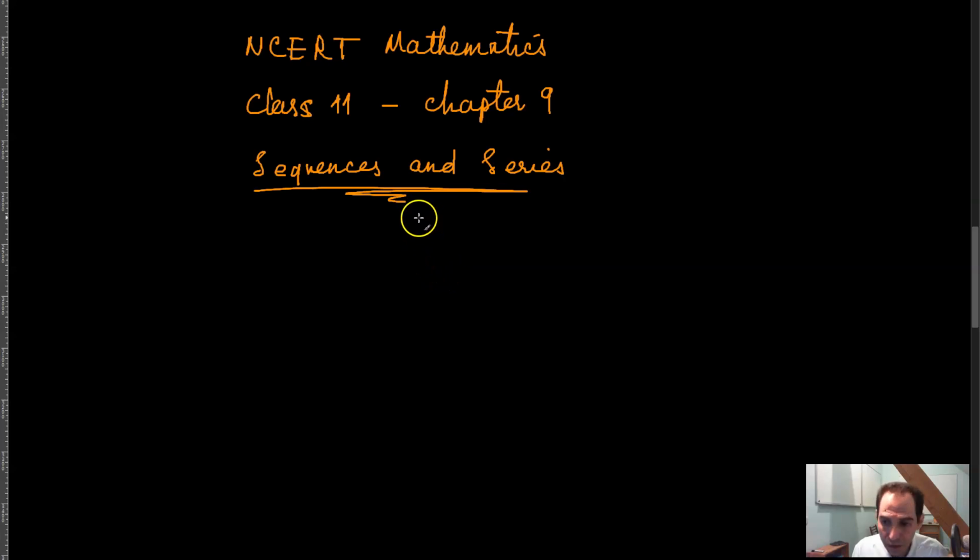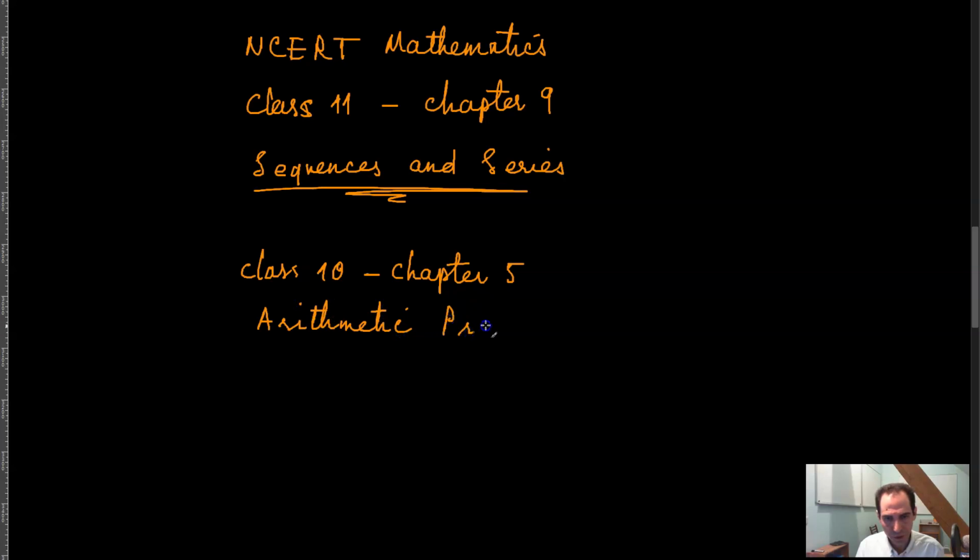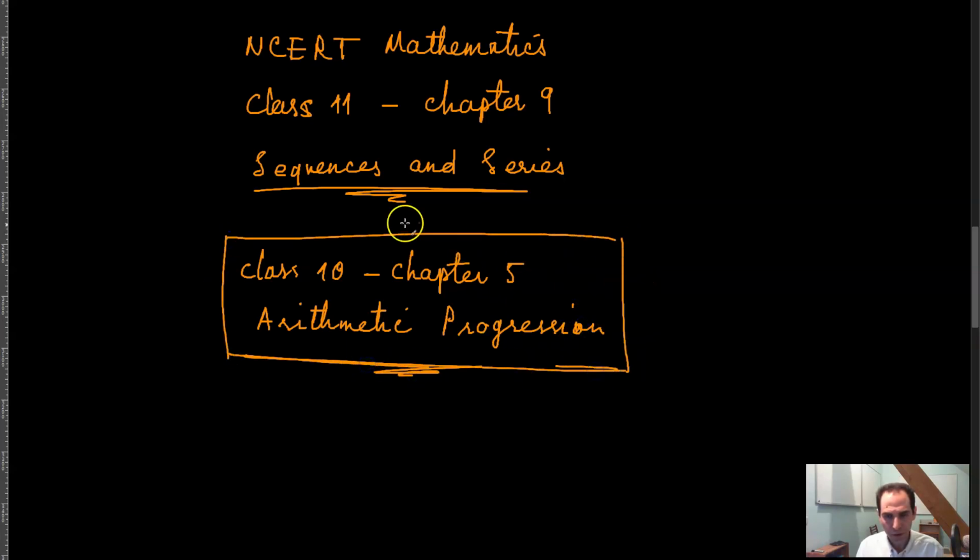So if you have not already done so, you can go back to class 10. The prerequisite for this chapter is mainly class 10, chapter 5, which is about arithmetic progressions, because we are going to use what we learned in that chapter and build upon it, and also introduce some new material based on what we learned over there.